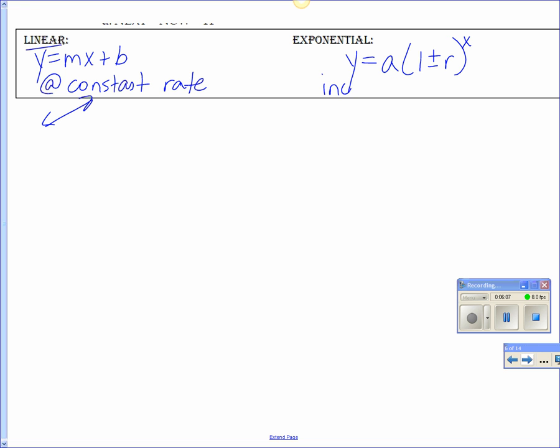Exponential has an increasing or decreasing rate. So it's not the same every time. It's increasing or decreasing. For example, you might add 2, then you might add 3, then you might add 4, then you might add 5, then you might add 6. Okay? And the graph is a curve.